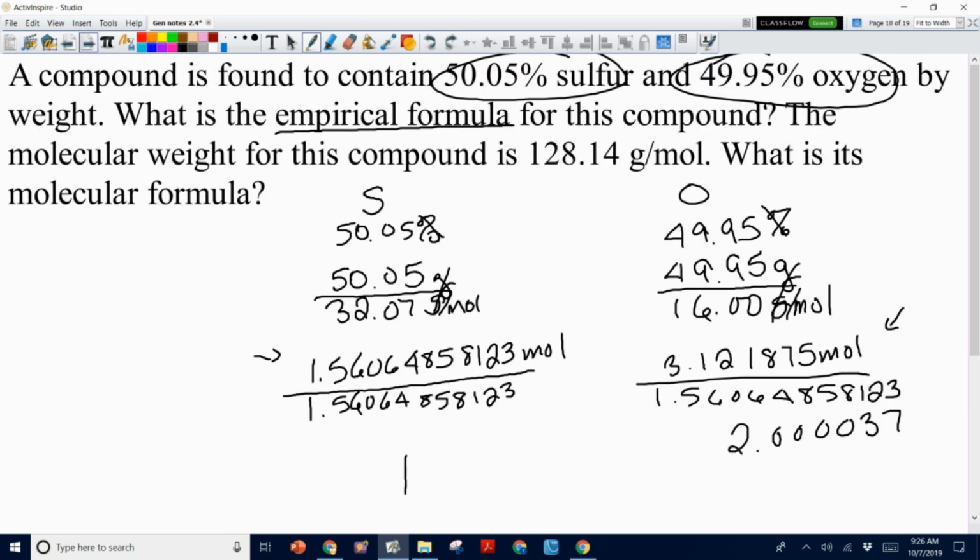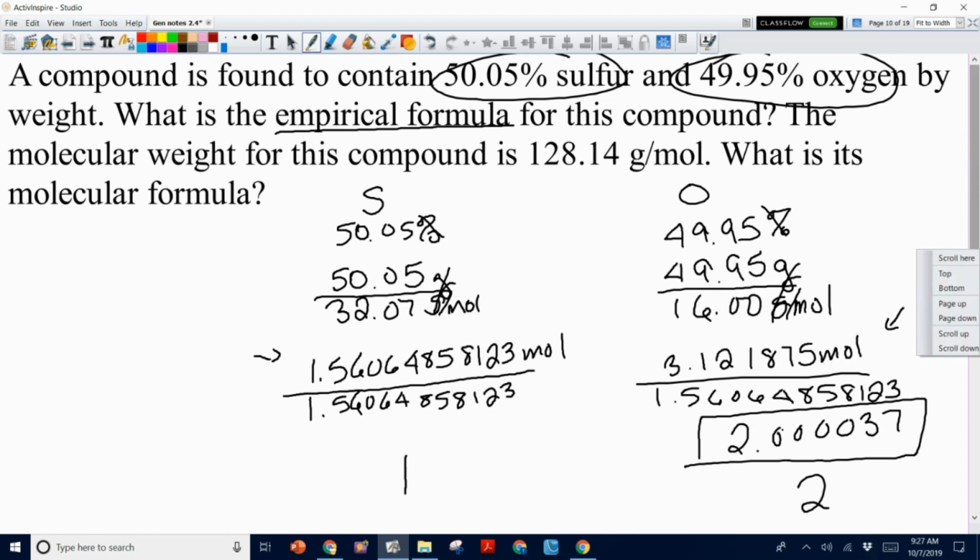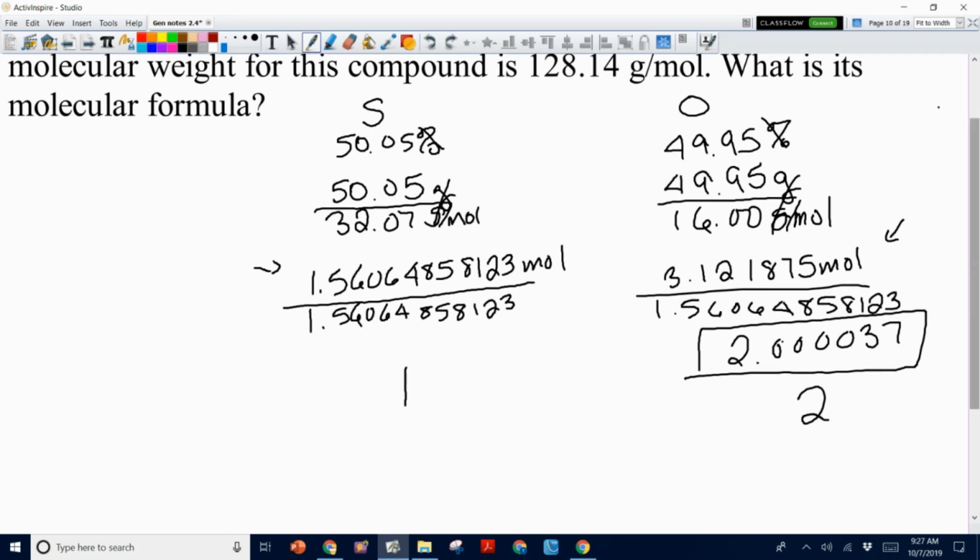The last step is make them whole. So we take this number here, and this is 2.000, so that's practically 2. So we're going to make that a whole number. All right, so there you go. Make them whole. What we have here is the empirical formula. So the empirical formula for this is SO2. So that's the empirical formula. All right, so that's the way you do that.